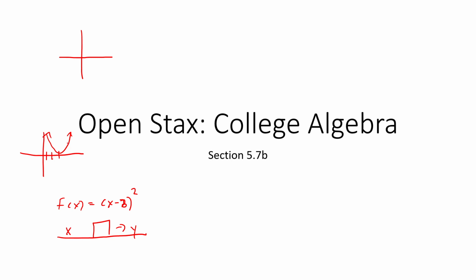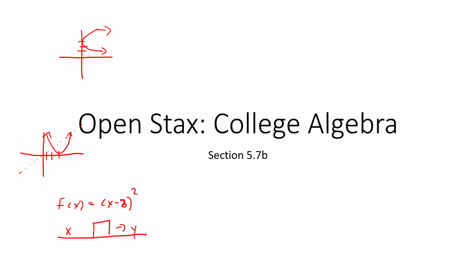So this is not one-to-one, and let me show you why it won't work. Remember we said that an inverse function will flip over that line y equals x. So if I flipped this over the line y equals x, I would have this. Well, what's wrong with that? Well, look, the inverse isn't even a function. If I did the vertical line test, it would fail. So this does not have an inverse function because that inverse isn't even a function.